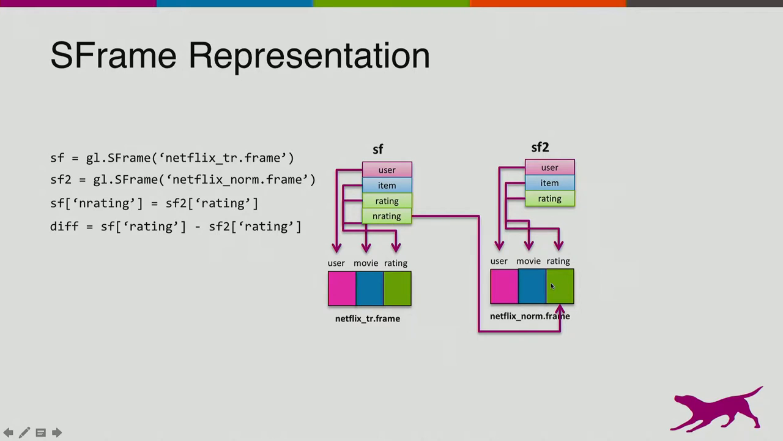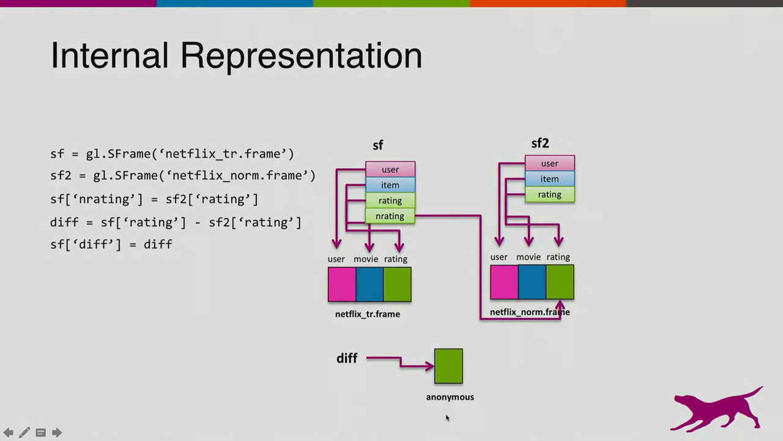It's essentially free. When I want to take a difference of two SArrays, I perform a vectorized operation minus, taking these two SArrays and generating a new anonymous SArray called diff. I can assign this diff back to the first SFrame and basically add a new entry which points to this anonymous SArray. So this is where the immutability of SArray becomes very important. Because once SArray is written, you know it's never going to change. Therefore, you can just use these pointer operations to do the proper assignment.